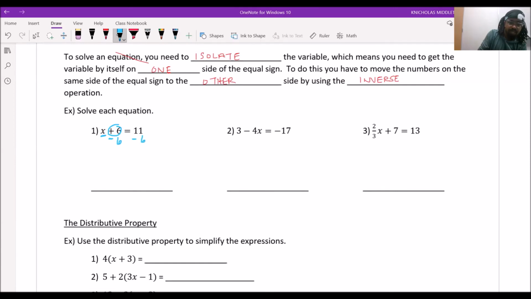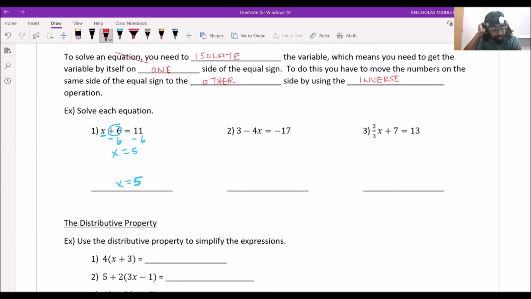X plus 6 minus 6, when we do that, that gives us 0. So on this side I have x plus 0, which I'm not going to write. I'll just have x. 11 minus 6 is 5. X equals 5. I should be able to check this answer by plugging it in. 5 plus 6 equals 11. Okay, good. My answer's good.